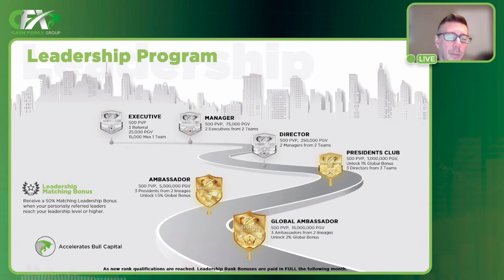By the way, a maximum of 15,000 volume can come from one of those teams. If you referred 3 people, that would mean, of course, you have 3 separate growing teams. If you referred 5 people, you'd have 5 growing teams. 10 people would give you 10 growing teams. Well, a maximum of 15,000 can come from one of those teams.